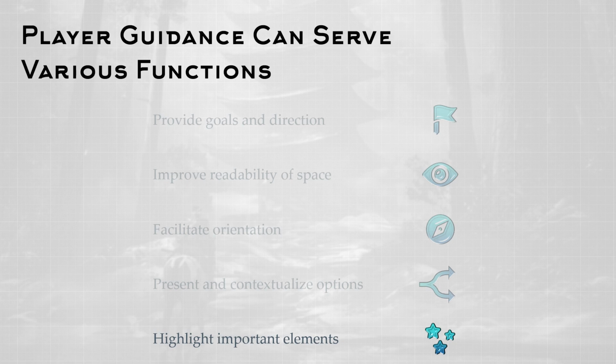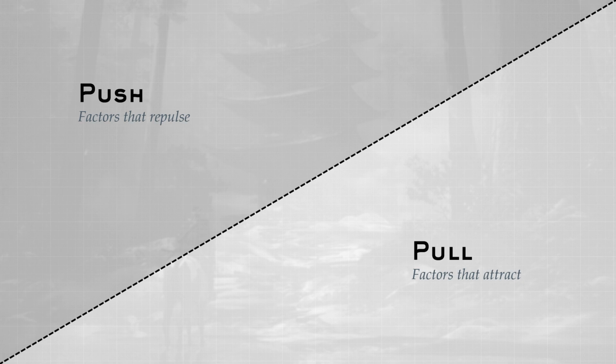So to sum up, providing goals and direction, improving readability, facilitating orientation, presenting and contextualizing options, and highlighting important elements would be different functions or purposes that your guidance might fulfill. And depending on the type of game you're developing, one or multiple of these would be very important and other ones could be neglected. Apart from the purpose of guidance, we can also categorize different guiding elements. And one distinction that we can draw here is a distinction between push and pull. So in a level we have elements that repulse the player, that push them away, and other elements that attract the player and that pull the player towards them.